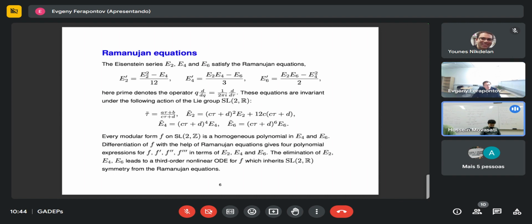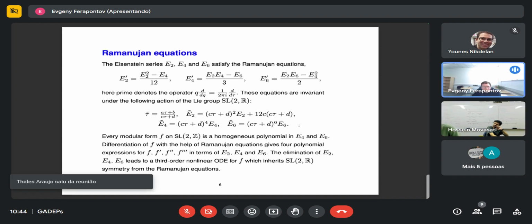Let me just make a remark. This property with respect to SL2R is also called the Halphen property, because Halphen, before Ramanujan, knew about this differential symmetry. He knew that the space of solutions is invariant under the SL2R action. So this is mainly Halphen.